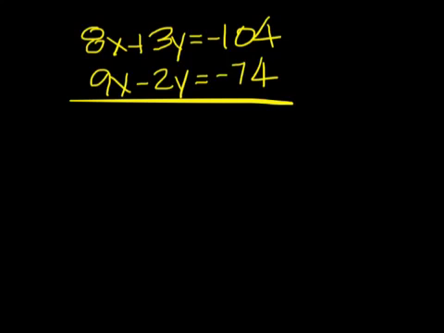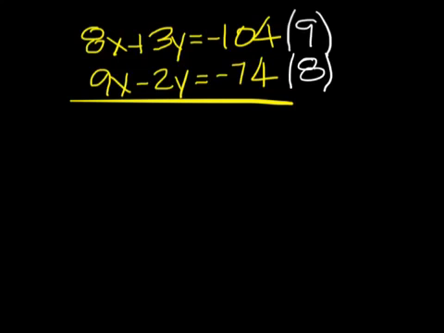What would I have to multiply this 8 by up here to get a 72? 9. So what I multiply that by, I multiply the entire equation by. What would I have to multiply 9 by to get 72? 8. So I have to multiply the entire equation by 8. So we're going to do that all the way through.